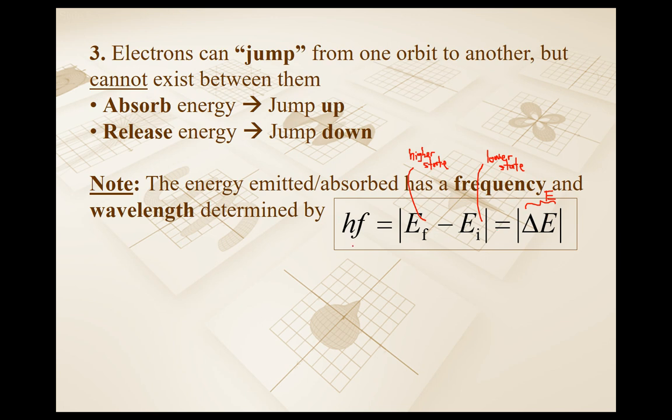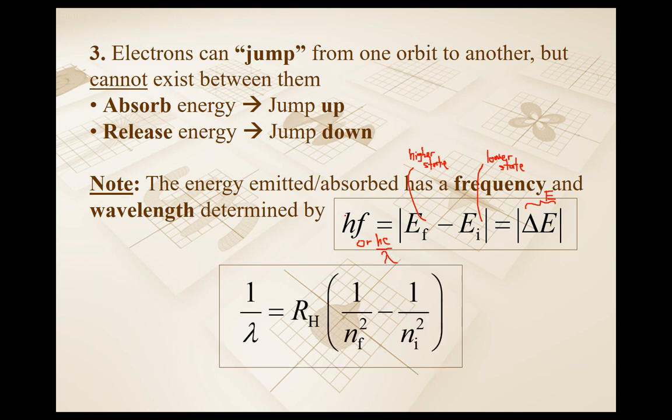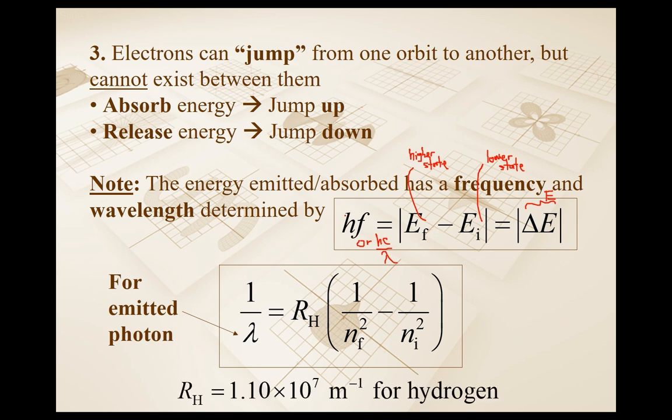And then if I wanted to, I could calculate the photon frequency using Planck's formula, E equals h times f, or you could also use E equals hc over the wavelength to get the wavelength if you're asked to do it. There's another equation we can use to calculate the wavelength of an emitted photon. We have 1 over lambda equals R_H times (1 over n_f squared minus 1 over n_i squared). So that's for the wavelength of an emitted photon. R_H is Rydberg's constant, 1.10 times 10 to the 7 meters to the negative 1 for hydrogen.